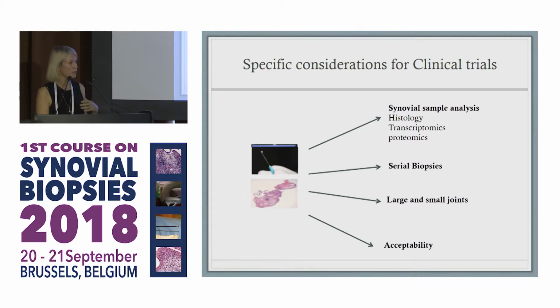We also have to think about whether serial biopsies are required. So do we want to look at the synovial tissue after a patient has been given a therapeutic intervention when the synovitis is much resolved? And it may make it difficult with some techniques to access that very low level synovial tissue. We also want to think about whether we want to include patients with large and with small joints. And also the acceptability, not just to the rheumatologist or the radiologist that's performing the procedure, but also tolerability for patients as well.